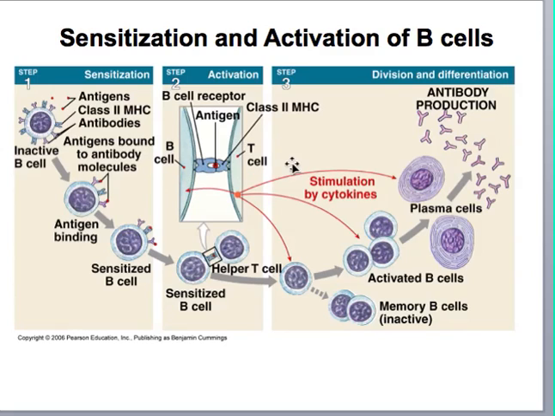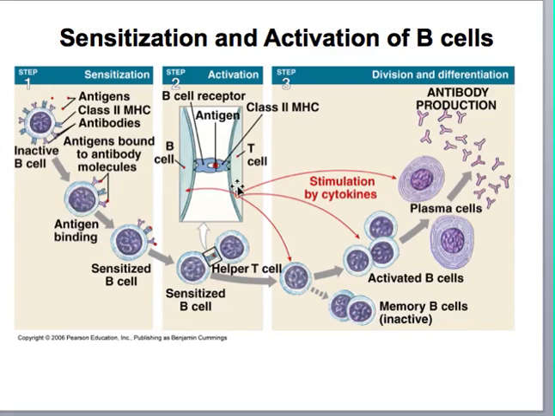Okay. And once the B cell is activated, the T cell is doing some very important things. The T cell is sending out cytokines. These helper Ts are great big helpers. They will send out cytokines that are going to stimulate the plasma cells.